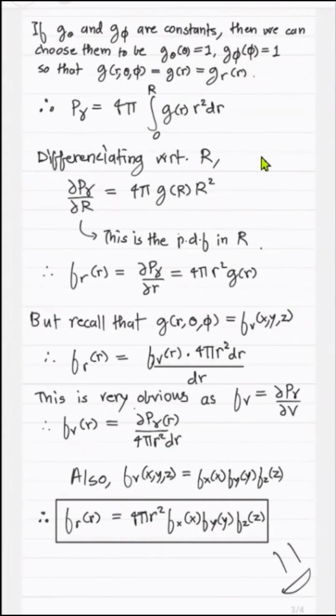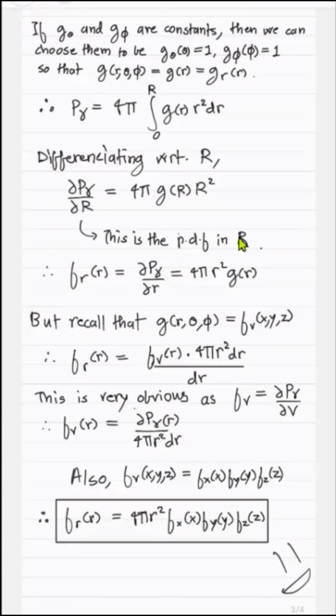So once again, our g is now just a function of r. Now differentiating with respect to r, we just get partial p gamma upon partial capital R. That's equal to 4 pi g of r squared. This is the probability distribution function in r.